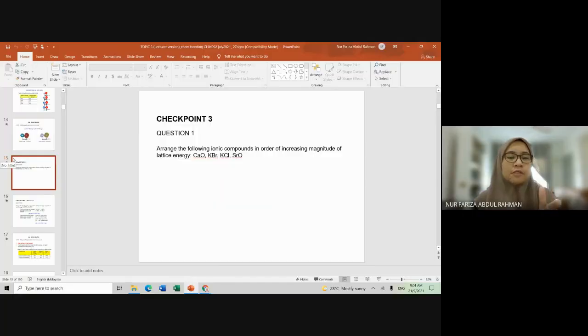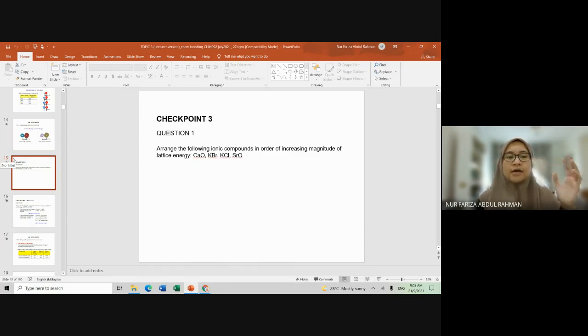In terms of the properties, we have the physical appearance. It is hard and brittle, and it can conduct electricity in molten or aqueous state. And lastly, it is dissolved in water, or it can be solubilized in water.